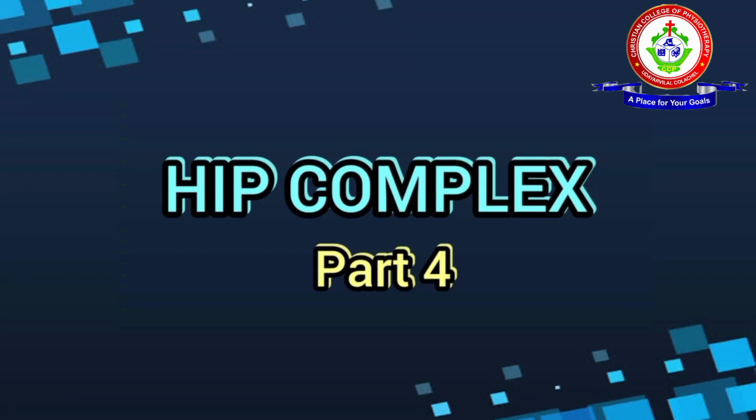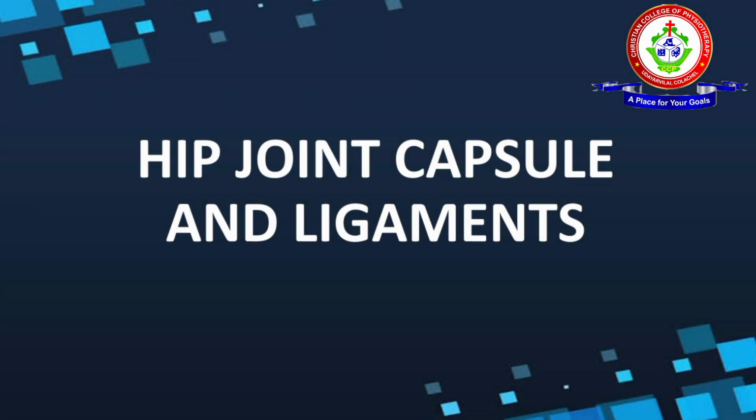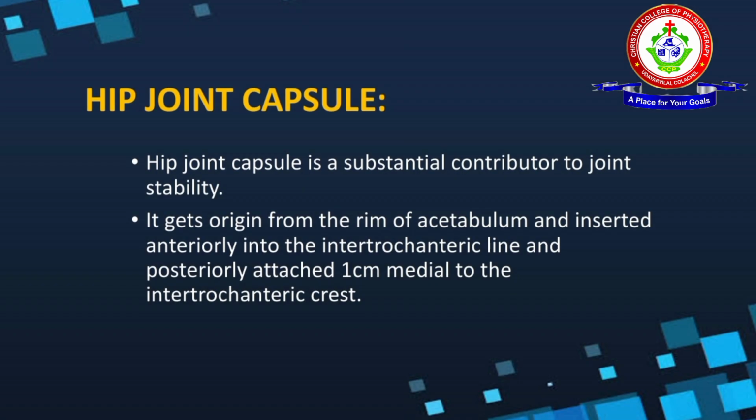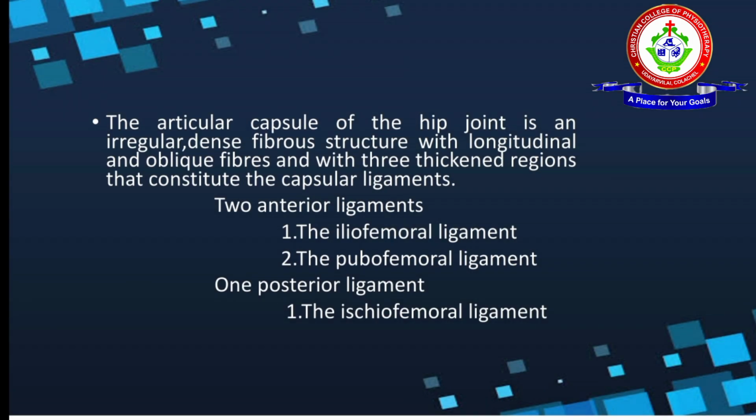Myself Ajin Shah. Today the topic of my presentation is hip joint capsule and ligaments. Hip joint capsule. Hip joint capsule is a substantial contributor to joint stability. It gets origin from the rim of acetabulum and inserted anteriorly into the intertrochanteric line and posteriorly attached to 1 cm medial to the intertrochanteric crest.